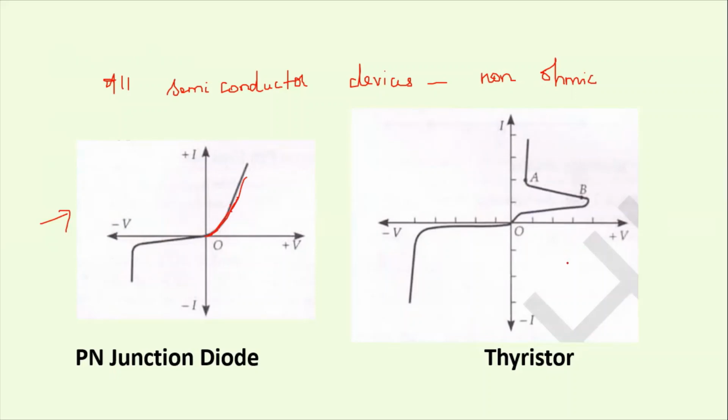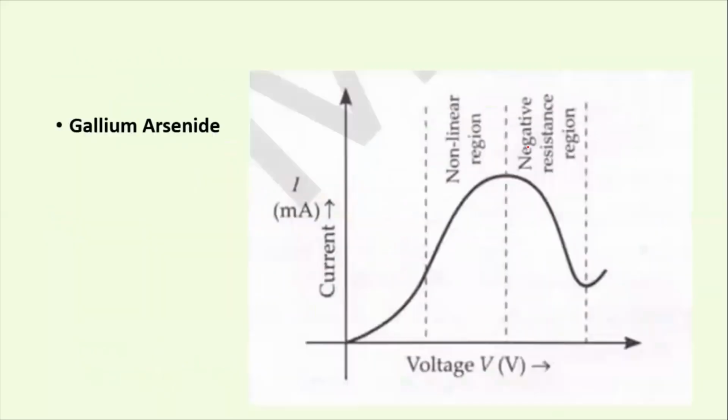This is a thyristor, another device which uses the principle of semiconductors. So here also you can see that the graph is not linear. The V and I graph is not linear. This is a semiconductor material, gallium arsenide. Here you can see that you get the same current for different voltages, which is a non-ohmic behavior.